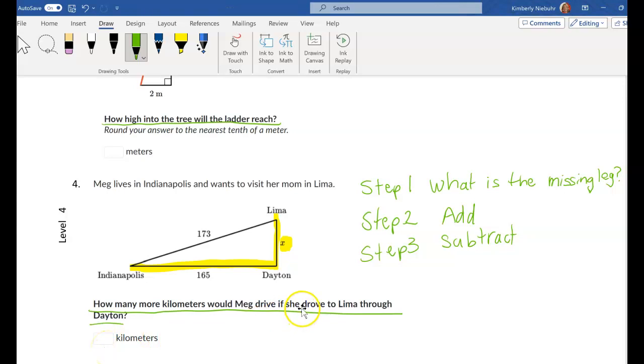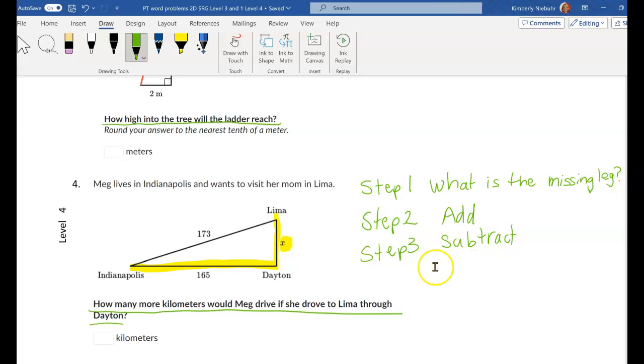All right? I will give you points if you can do step one. What's the missing leg? Figure out what the missing leg is. We have the hypotenuse, side C. We have one leg, we're missing a leg. So we need to figure out what is the missing leg, and then we take that missing leg, what it measures, and we add it to something. You can figure it out by looking at your work from Friday. And then step three, we're going to subtract it.